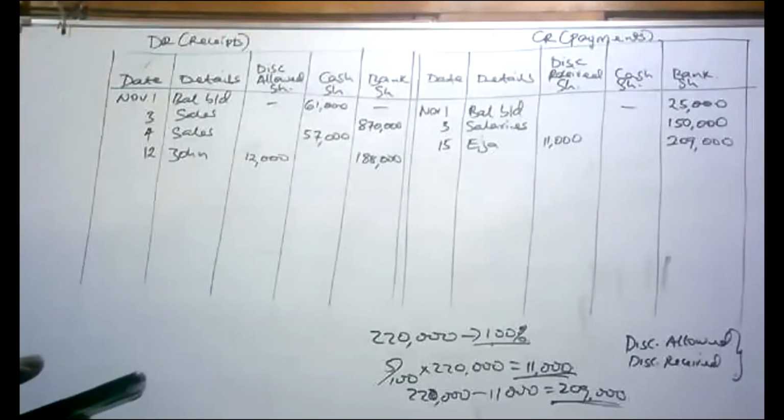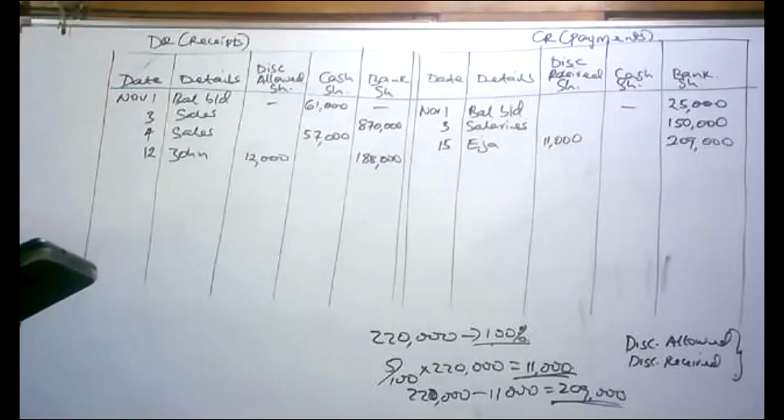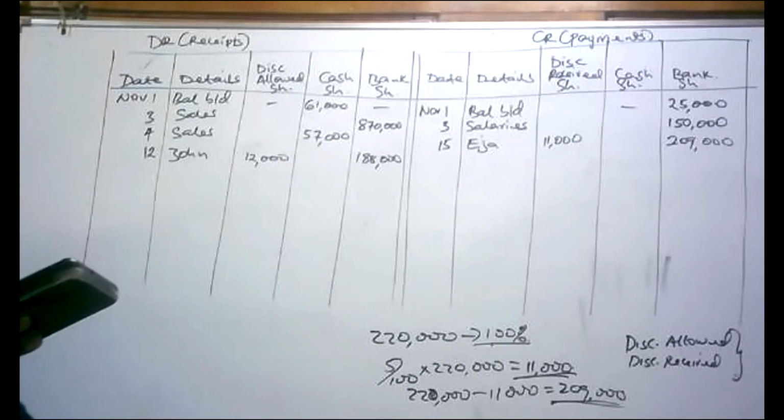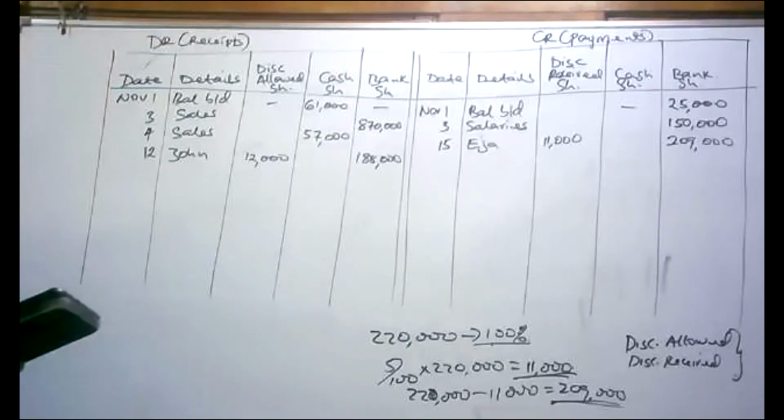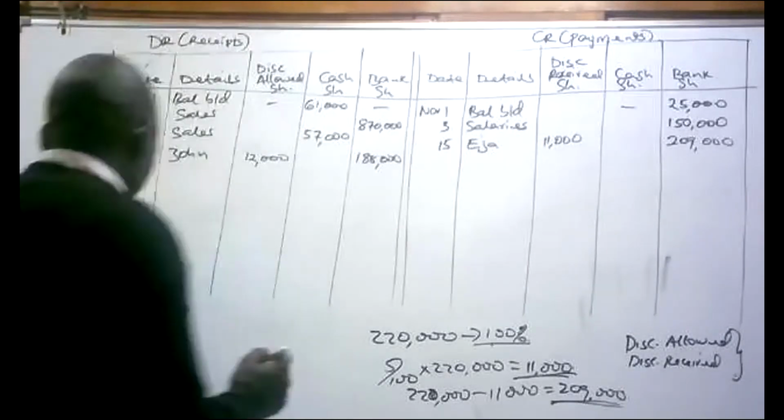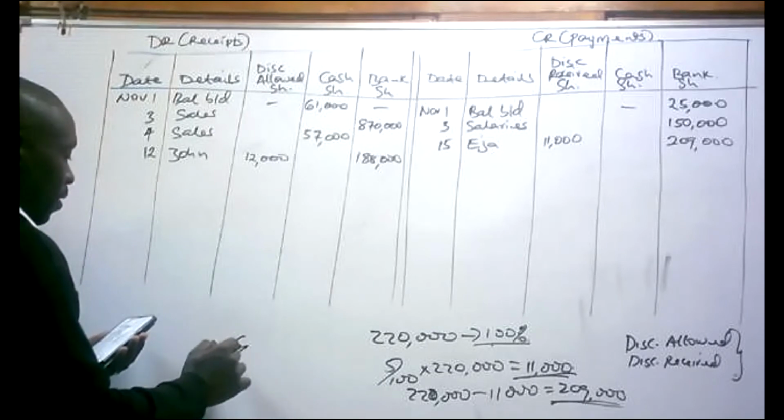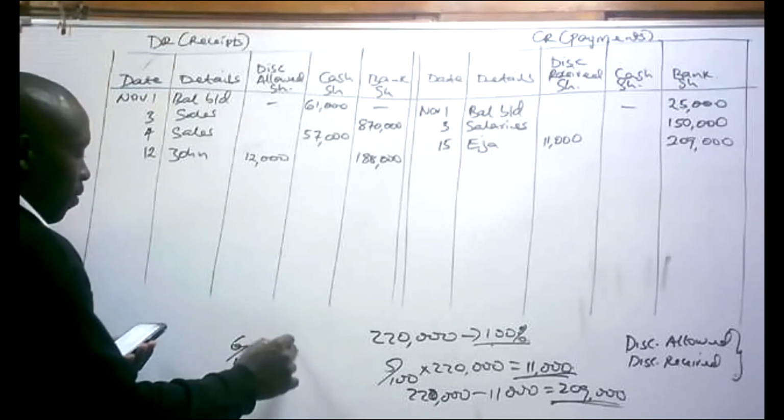Nobody will penalize you because the question was not specific. 2018, Salim paid 150,000 cash and was allowed a discount of 6%. The question here: has the discount been deducted or not yet from the 150,000? Not yet. So you need to come here and do the discount, which is supposed to be 6% of 150,000.